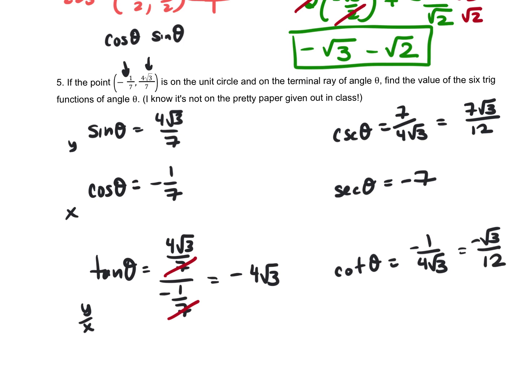So even though I don't really know this point, it's just some weird point on the unit circle, knowing that sine is y, cosine is x, tan is y over x, I can certainly find all my values.